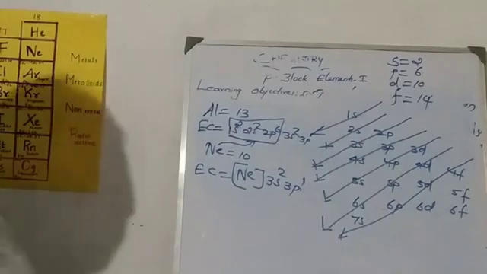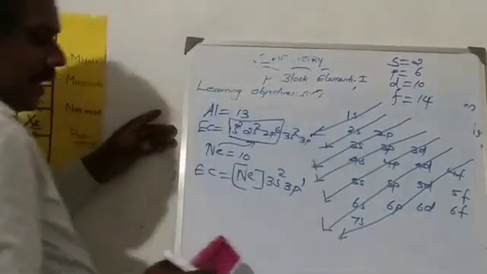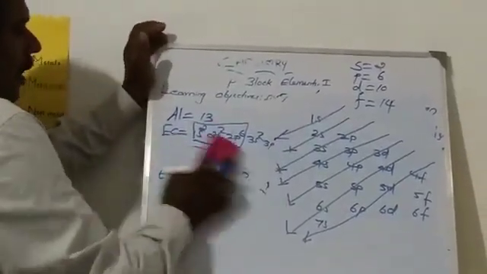Next we can take one more practice, that is gallium. Gallium, the atomic number is 31.